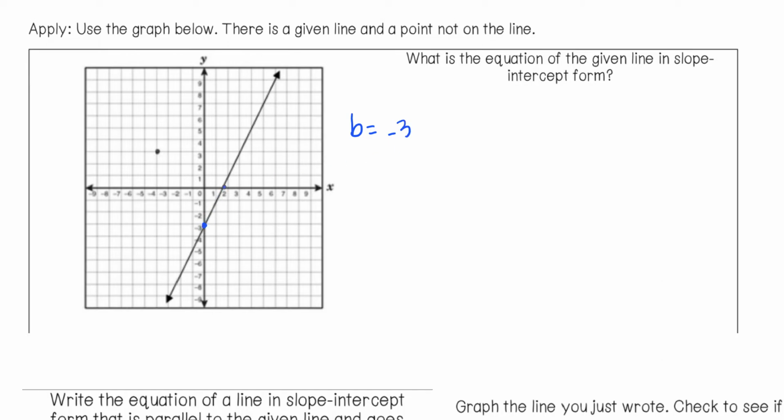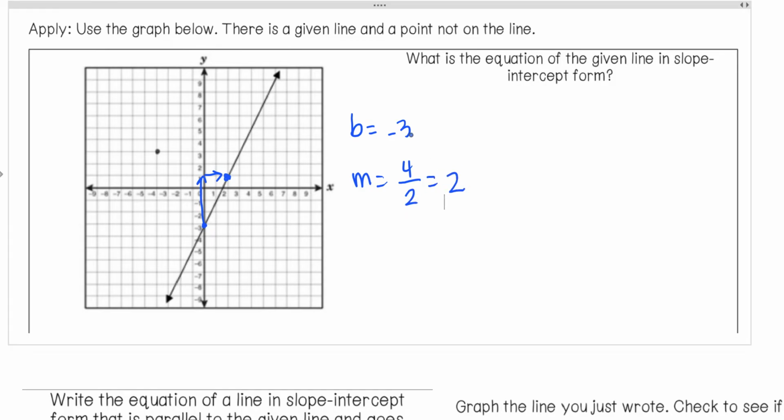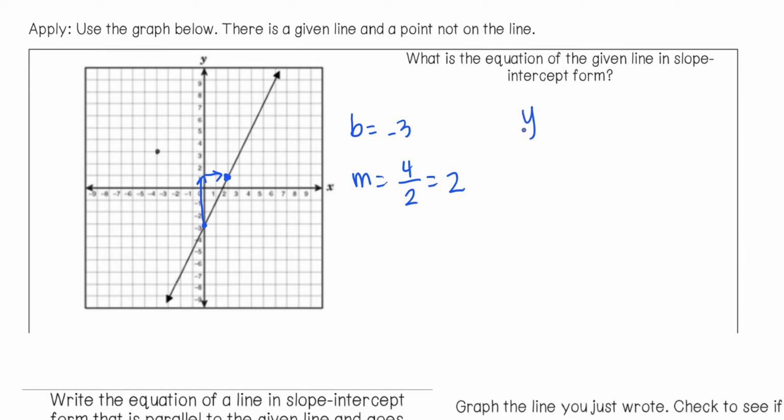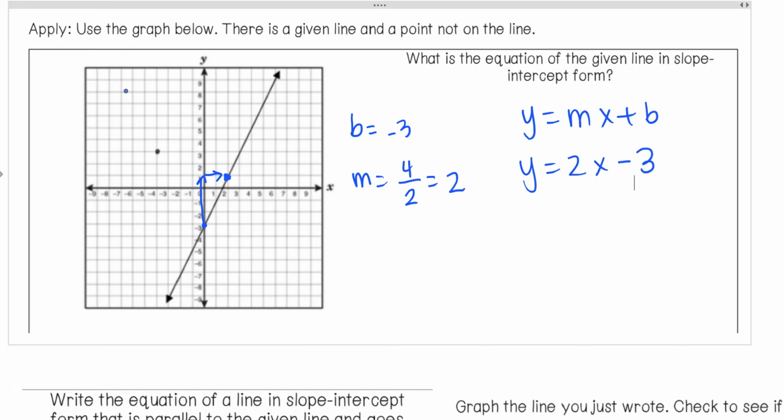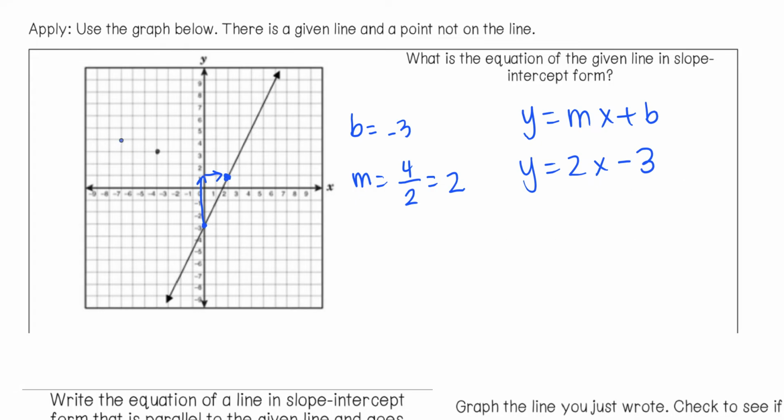And then to find the slope, I just need to find another point that I need to go to in order to figure out how much am I rising, how much am I running. So this point looks nice. I'm going to rise 4 and run 2. So my slope is up 4 to the right 2, which simplifies to a slope of +2. So that means that my slope-intercept form would be y equals mx plus b, and I'm filling in those values, so 2x minus 3 for this line that we started with. Now notice that there is a point on this graph.